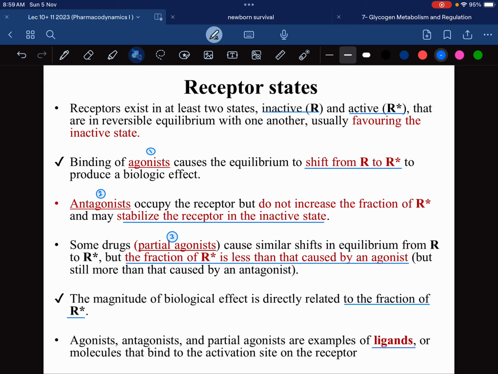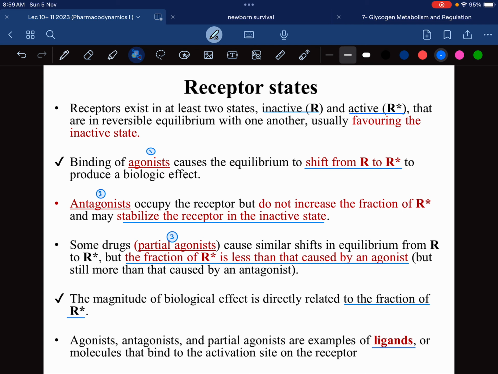If it's active, it can transform into inactive, but most of the time it will stabilize it. It will stabilize it in the inactive form. Agonist, antagonist, and partial agonist.